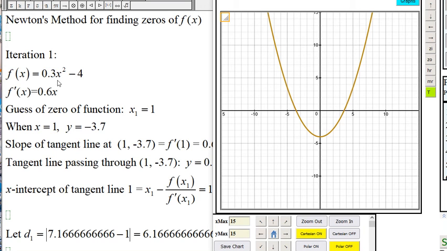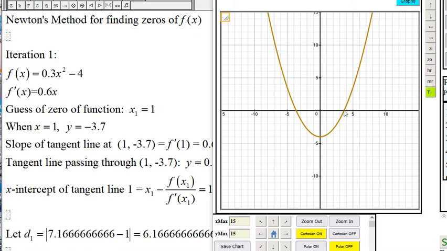Here we have the function 0.3x squared minus 4, and this is what the graph looks like. And this graph has what we call zeros of the function, or the x-intercepts of the function. One x-intercept looks like it's about negative 3.7. That's where the graph crosses the x-axis. And then the other one is on the other side of the y-axis, so it looks like it's about 3.7.